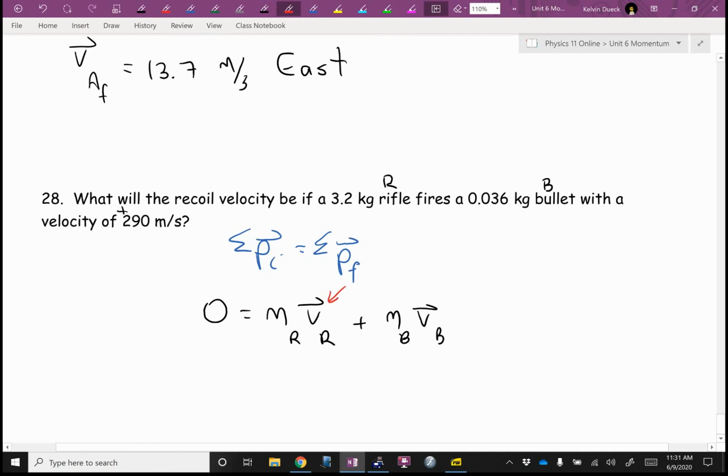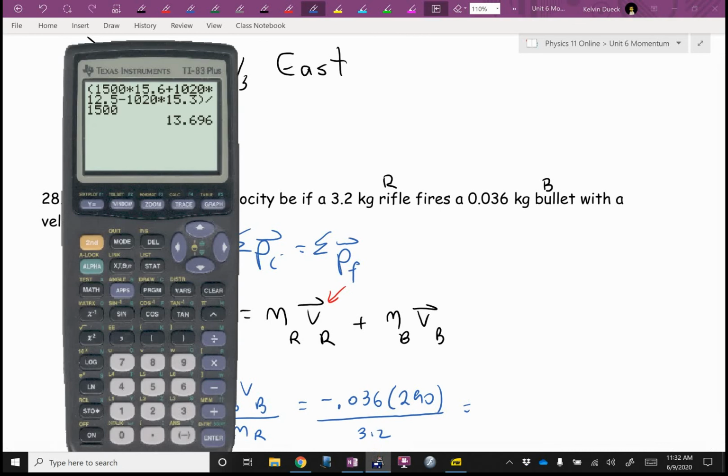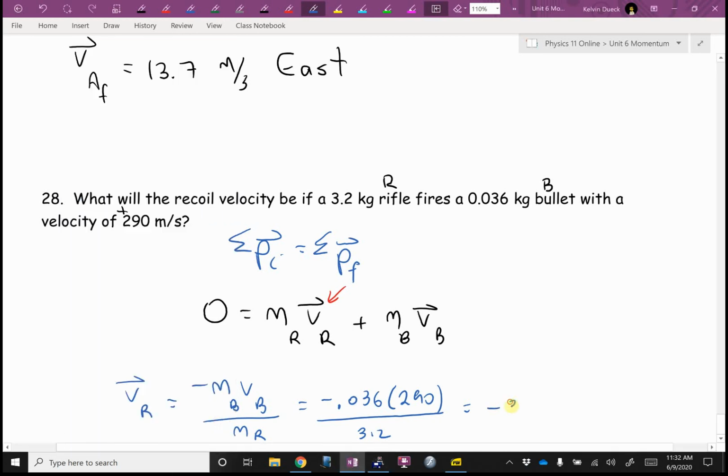They want me to get that by itself. I think first I'll minus this over to that side. So I'll get negative mass bullet v bullet, and then I think I would divide by mass rifle. That'll get the velocity of the rifle by itself. It's going to be negative 0.036 times 290 divided by 3.2. And I get negative 3.26 meters per second. In other words, in the opposite direction of the bullet. If I had included easts and wests here, then we would have a directional component.